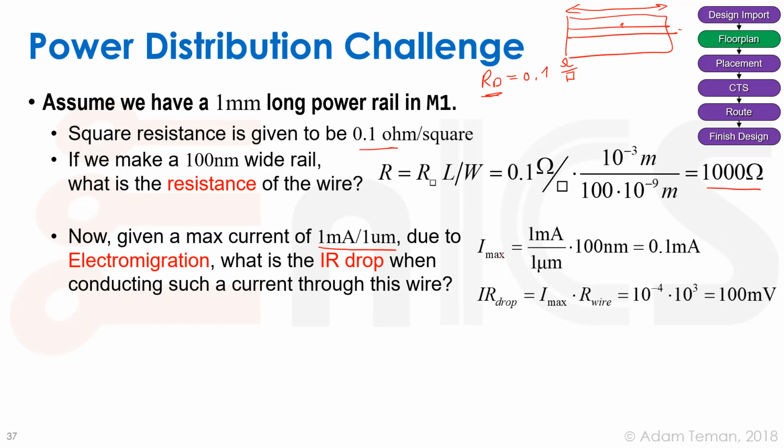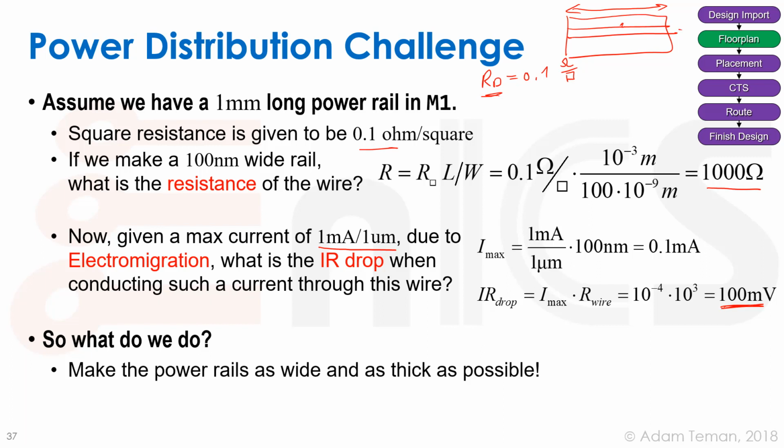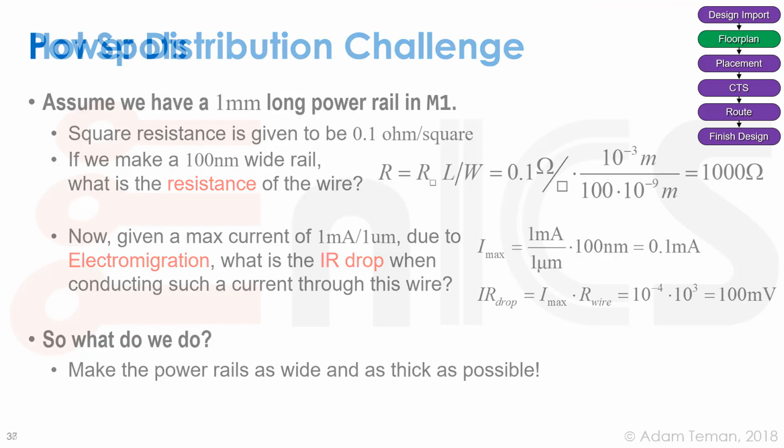So the maximum current is 1 milliamp per micron times 100 nanometers. That gives us 0.1 milliamps. So the IR drop is this max current times the resistance of the wire, and that gives us 100 millivolts, which is pretty bad. So what are we supposed to do? Well, we can make the power rails as wide and as thick as possible, and then we get a lot fewer squares, or we get a lot lower resistance.